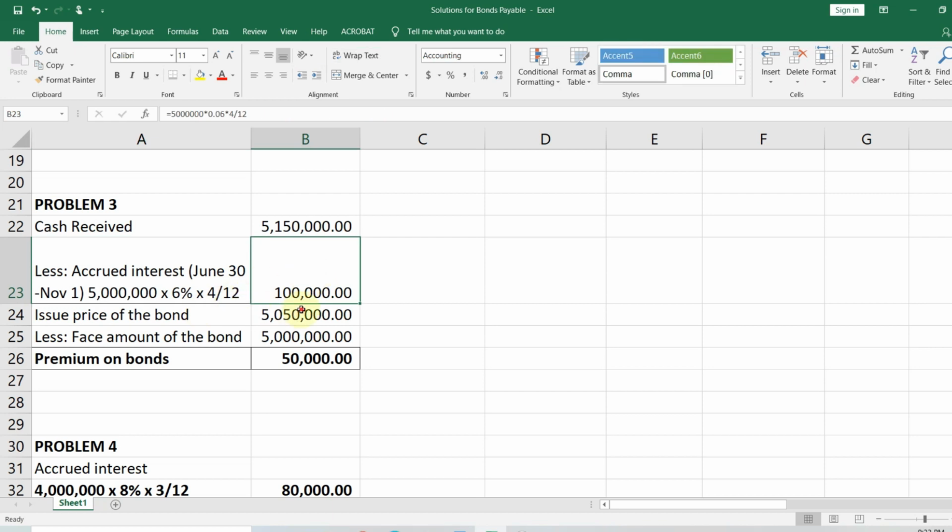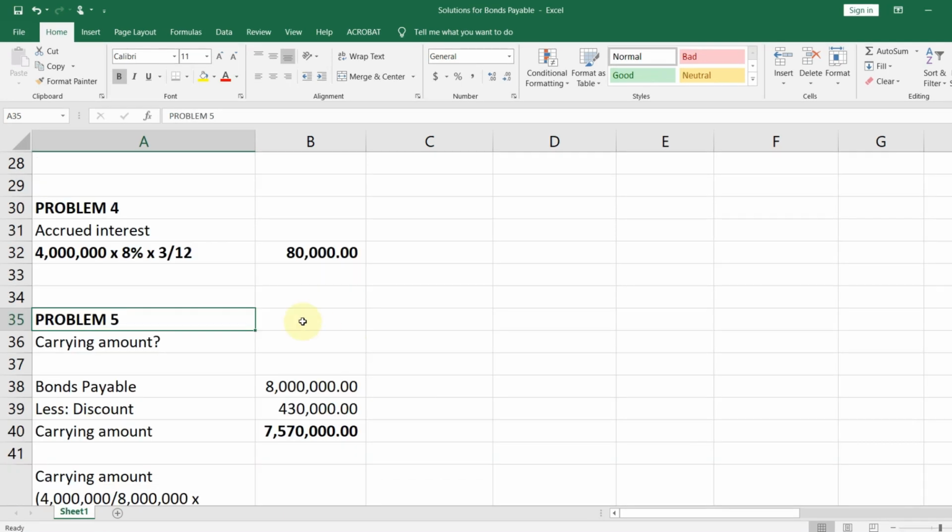Then you just deduct it. 5,150,000 minus 100,000, you'll get 5,050,000. So, you have the issue price of the bond. Now, we deduct the face amount, the 5 million. So, you get premium on bonds of 50,000. Why did it become a premium? Because what you received, less the interest, is 5,050,000, while what you owe is only 5 million. That's why it's a premium. I hope that's clear. Okay, we go to problem 4. This one is easy.